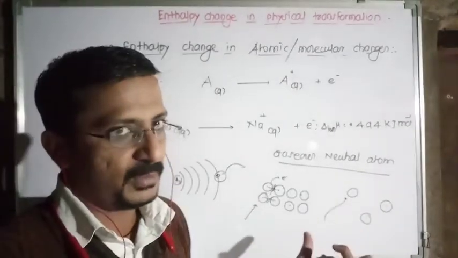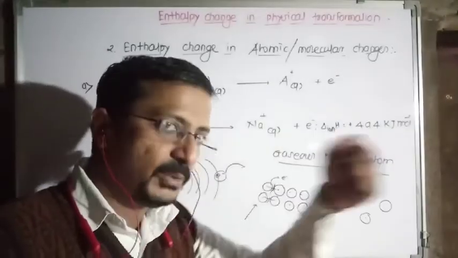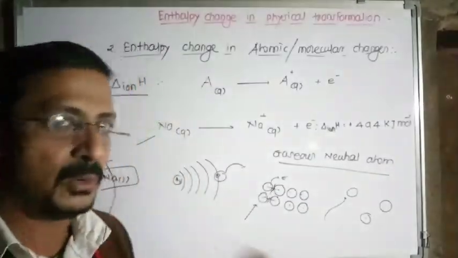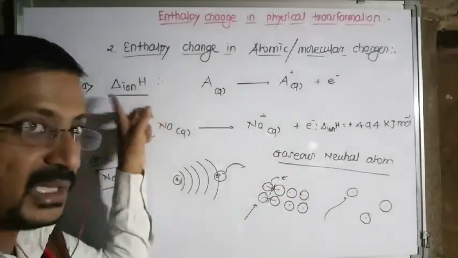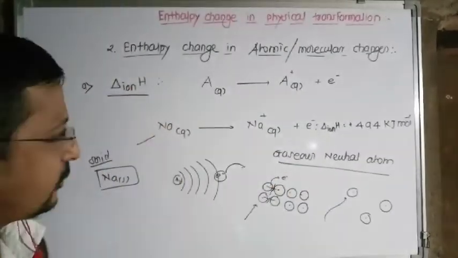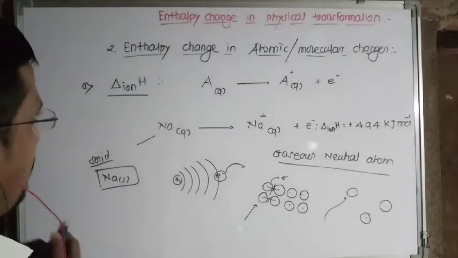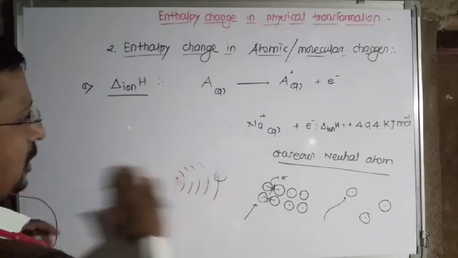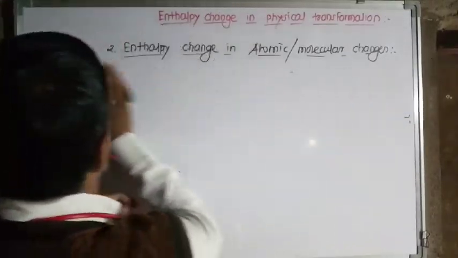They are separated from each other. So in that case, whatever amount of heat we supply is fully utilized to remove the outermost electron. That's why the words gaseous neutral atom are very important in the enthalpy of ionization. Okay, so this is all about enthalpy of ionization. Now next, the enthalpy of atomization.